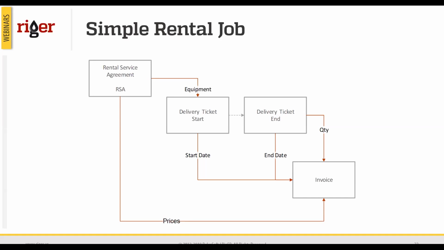So, and 2 delivery tickets are essential part in the tracking of the rental charges, because each of these tickets track start date of the job and end date of the job. So it calculates automatically then the difference between start and end date, comes up with a total number of days, and multiplies it by the prices from the rental service agreement for the equipment, and we get the total amount in the invoice. So again, pretty straightforward situation.